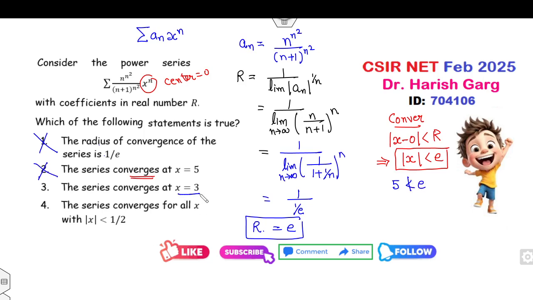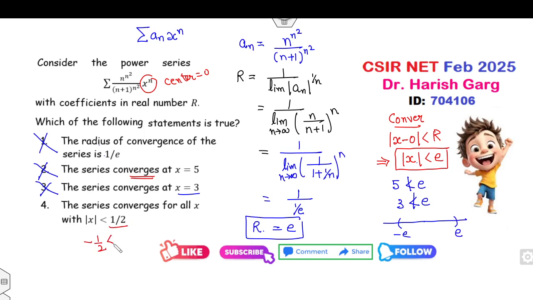This option is cancelled. x is equal to 3. 3 is not less than e. This option is cancelled. This is the 0.5. That means, what is the meaning of that? The series is convergent from minus e to plus e, and this value is my 0.5.